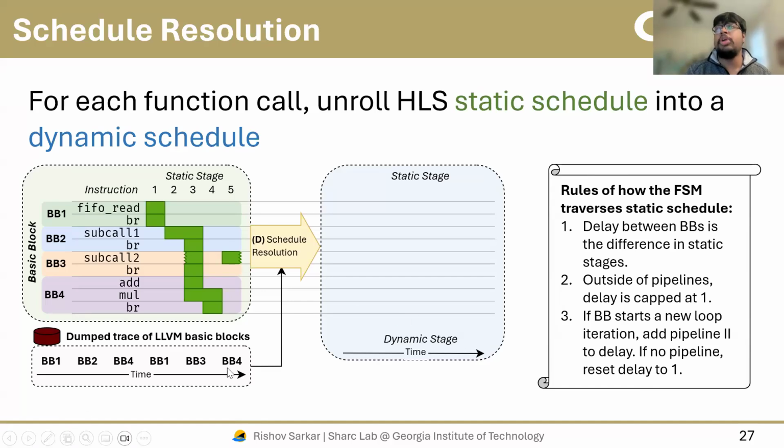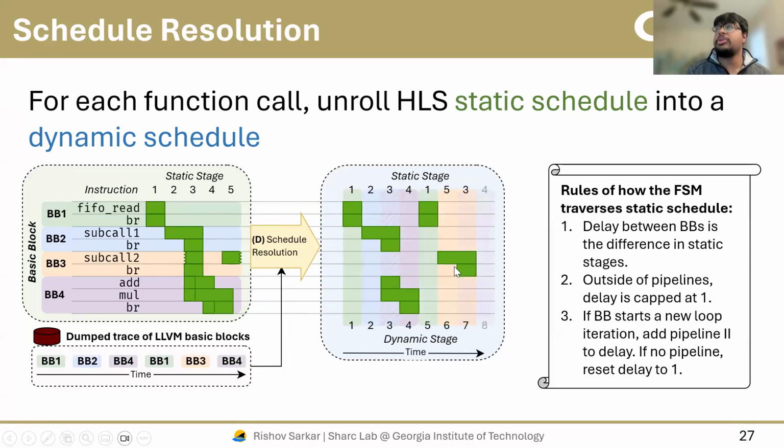We have this trace of the basic blocks and we have the static schedule. And what I do is I essentially replicate the stages of the static schedule into a dynamic schedule based on this order of trace basic blocks here. So first we have these two instructions execute, so I copy that over here. Then we have these two instructions execute next, so that gets copied over here.